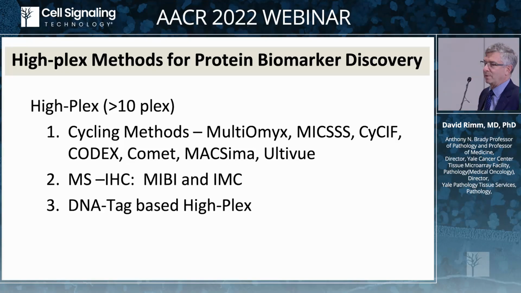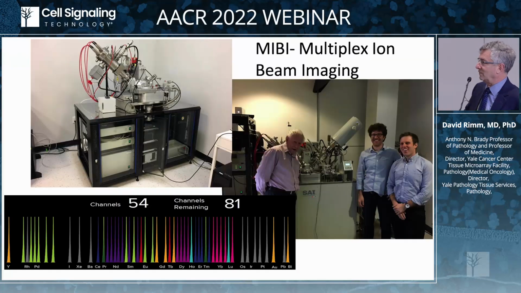Then there's the mass spec IHC, and this is something that I think is really fascinating because it's high-plex without having to use a fluorophore. And the advantage of not using a fluorophore is that you don't get the same kind of overlap you get in a fluorophore. And these are the inventors and founders of the Ion Path company.